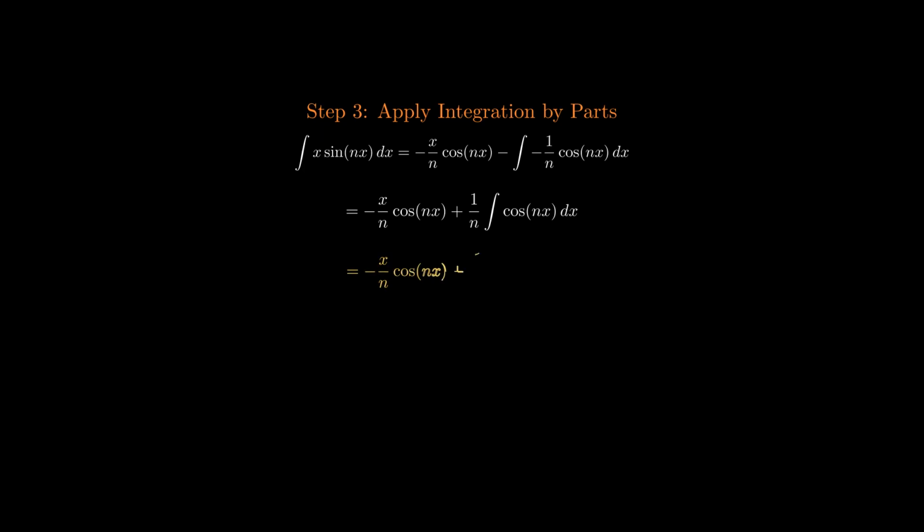Using the integration by parts formula, we get this expression. This simplifies to minus x over n cosine of nx plus 1 over n times the integral of cosine of nx. Integrating cosine gives sine, so we obtain this result.